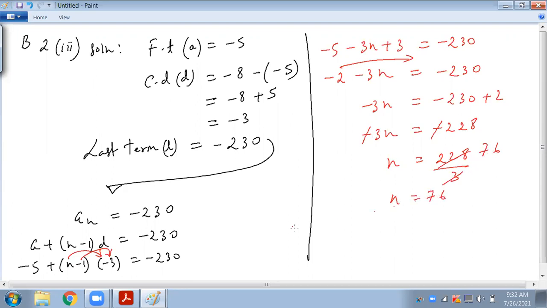Now since we got n, we can find the sum. Sn is given by what? n by 2, a plus l. Here we're going to use the second formula of the sum, just like before. Then put the values. So we got n as 76, so we'll find S76 equal to what? 76 by 2 is how much? Minus 5 plus l is how much? Minus 230.